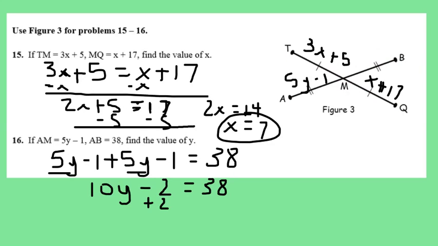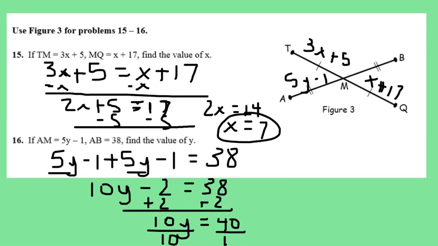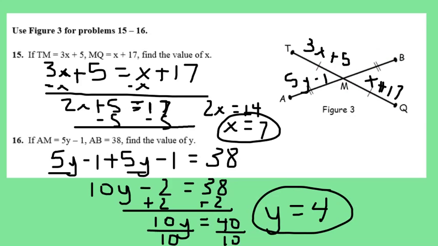Add 2 to both sides. So 10y equals 40. And again, after we divide both sides by 10, y has a value of 4. And there's our completed problem from this one.